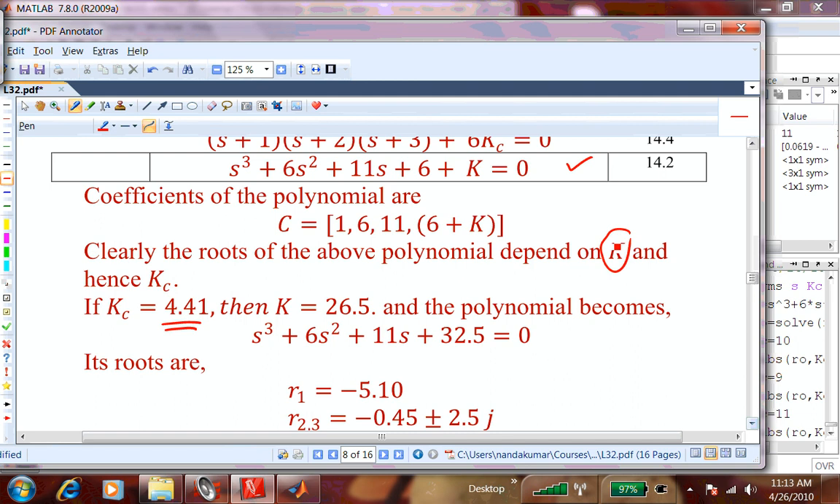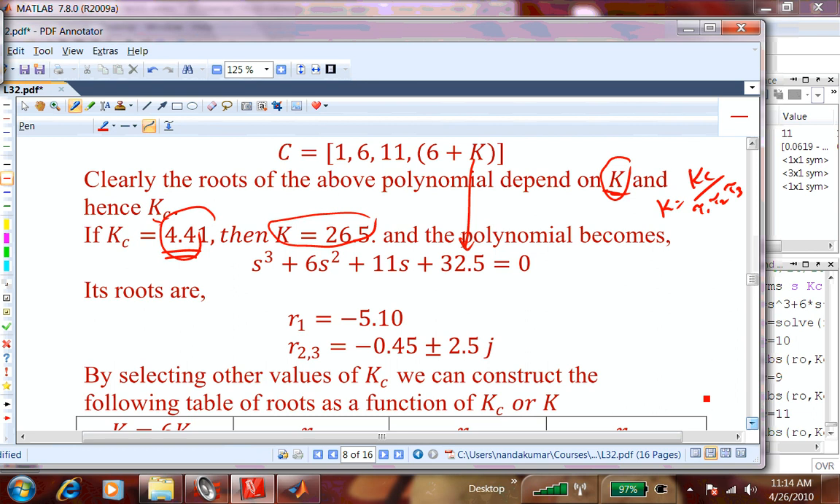They depend on k or kc. Remember, again, between k and kc, there is a unique relationship, and that is, k is equal to kc divided by tau 1, tau 2, tau 3. So if I know kc, then I can calculate what k is. Plug in the value of k. So 6 plus 26.5, which is 32.5. Now I have a cubic polynomial. I can pass it to roots, and I get these three roots.